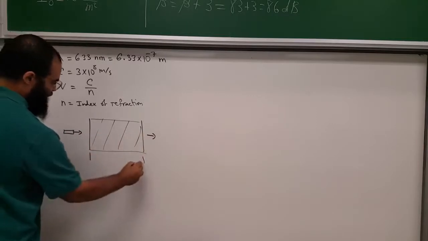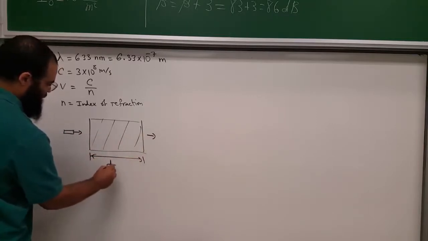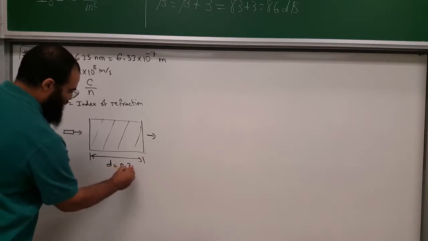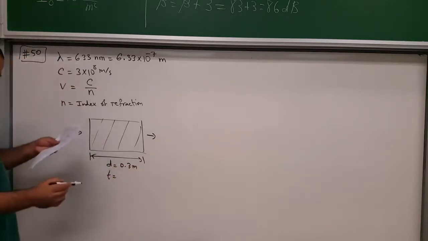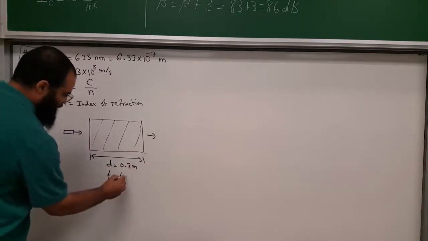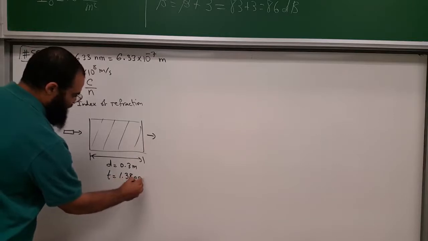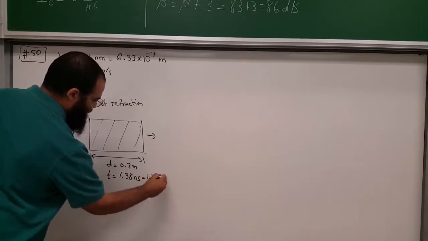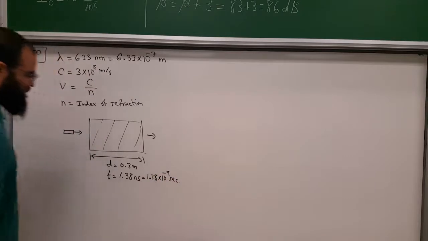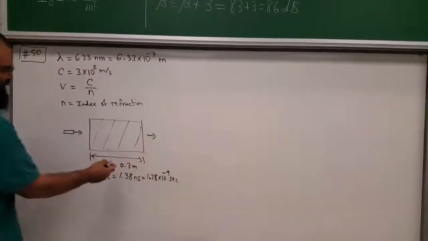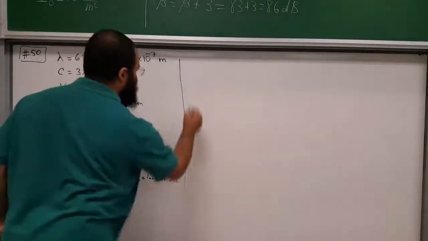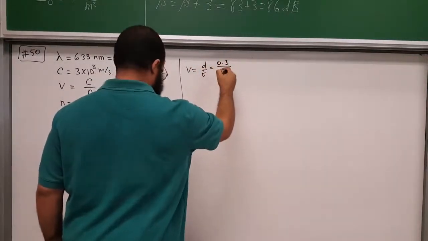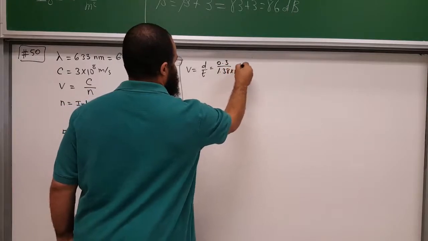But it travels from here to here, this distance here. The distance is 30 centimeters or 0.3 meters, and it does that within a time of 1.38 nanoseconds, which is 1.38 times 10 to the minus 9 seconds. So what's the speed of light within this medium? Well, the speed will be just distance traveled over time. So v will be the distance over time. The distance is 0.3, and the time is 1.38 times 10 to the minus 9.